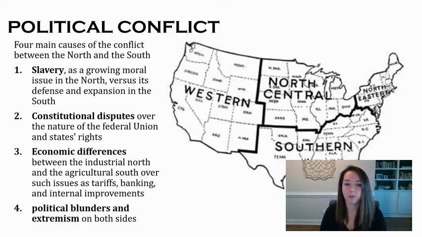Remember that a lot of the people that are moving into the West want economic opportunity for themselves. They don't want it for free Blacks. They don't want it for slave owners. They want it open to what we call free labor.